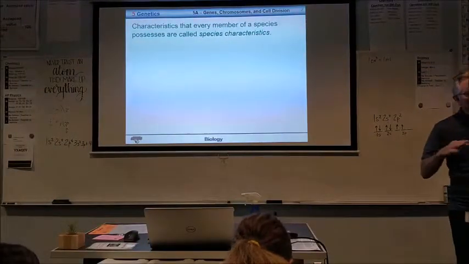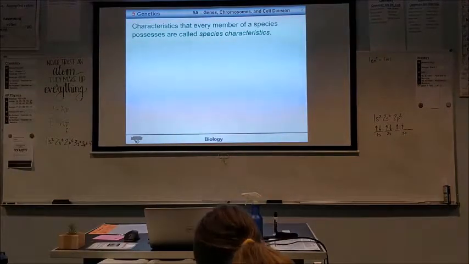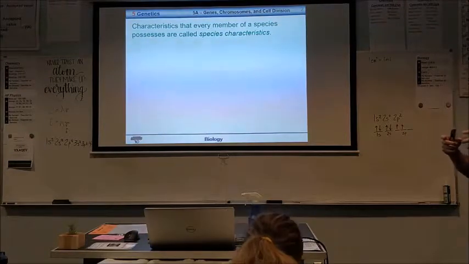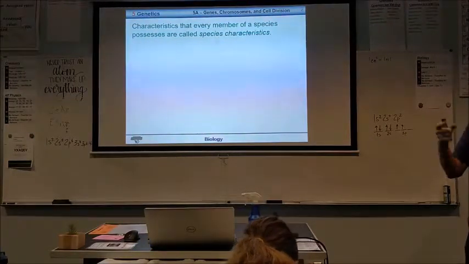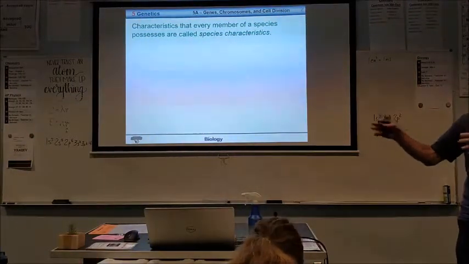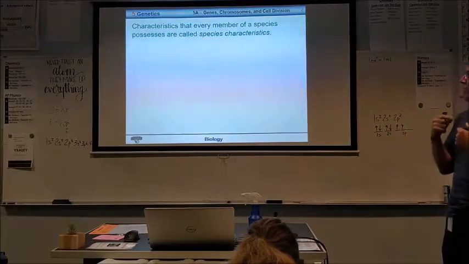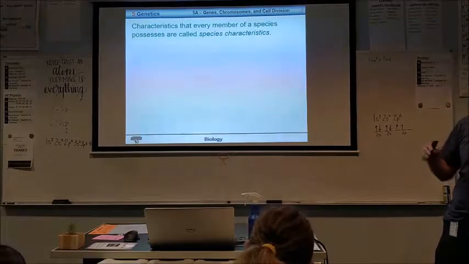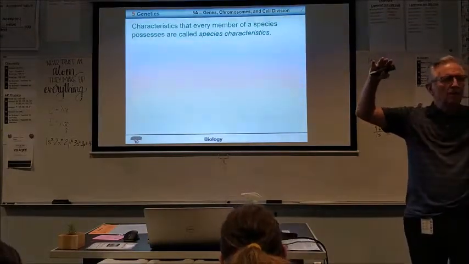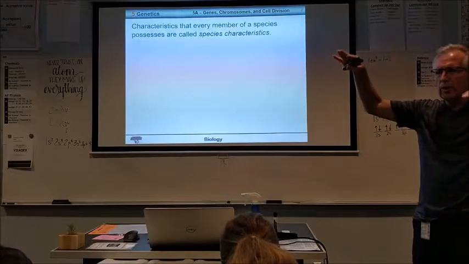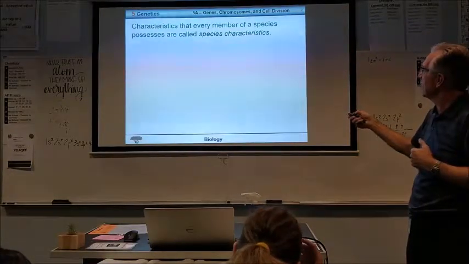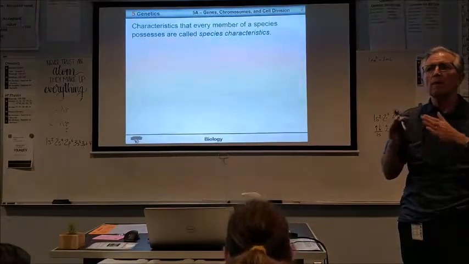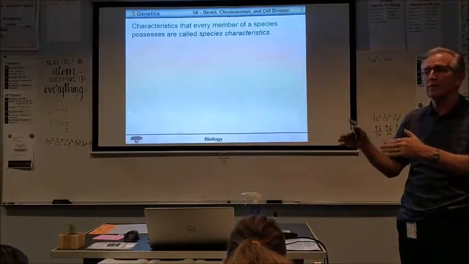Okay, so in the topic of genetics, we talked about those characteristics that get passed from one generation to the next. Well, when it comes to these characteristics that can be passed from one generation to the next, we can divide all those characteristics into two categories. There's one category that we call species characteristics. In other words, every member of that species has those characteristics.